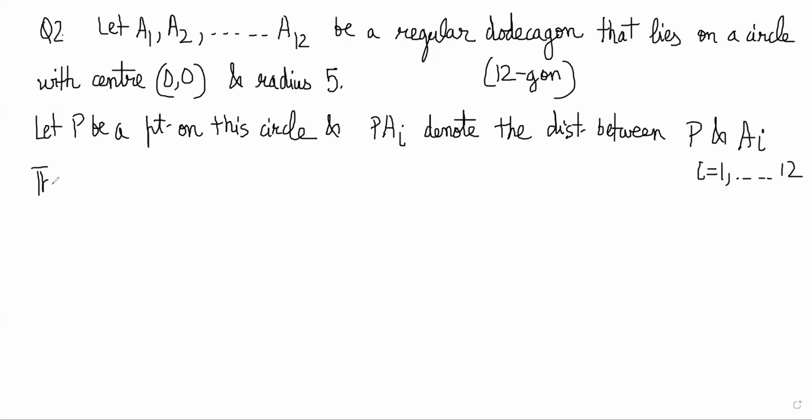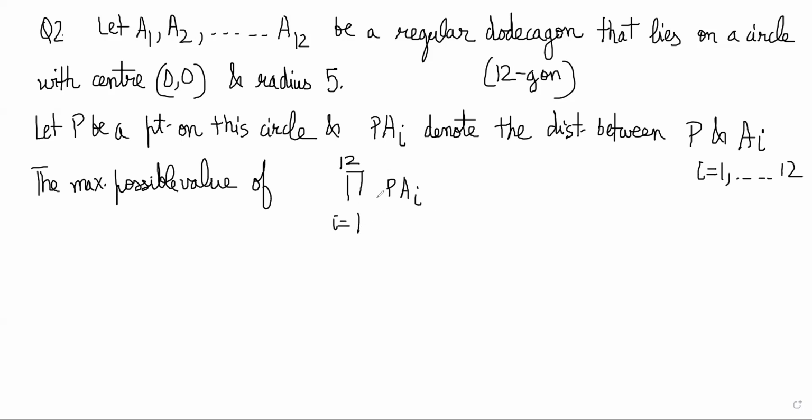We have to find the maximum possible value of the product, i goes from 1 to 12, PAi. We can just find the maximum possible value of this product.